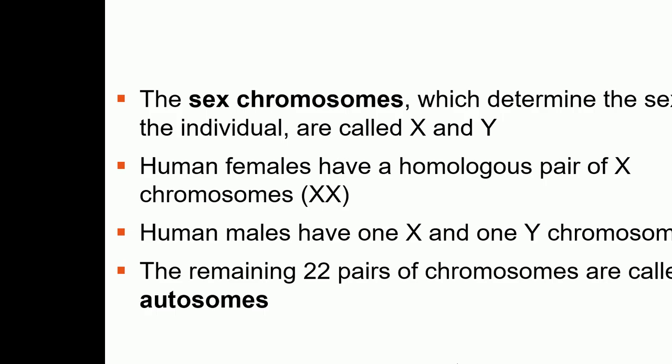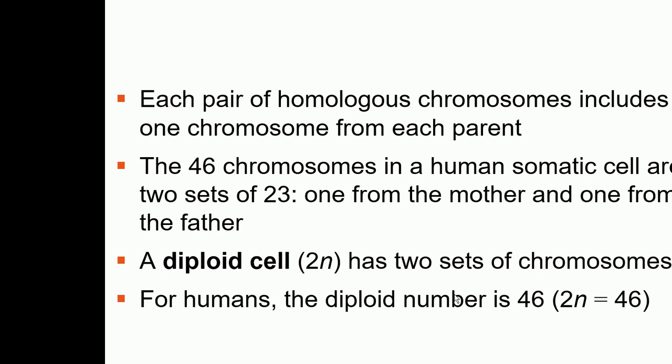In humans, 22 pairs are called autosomes, and one pair is called sex chromosomes. The sex chromosomes in females are XX, and in males they are XY. We have already talked about what is diploid and what is haploid.